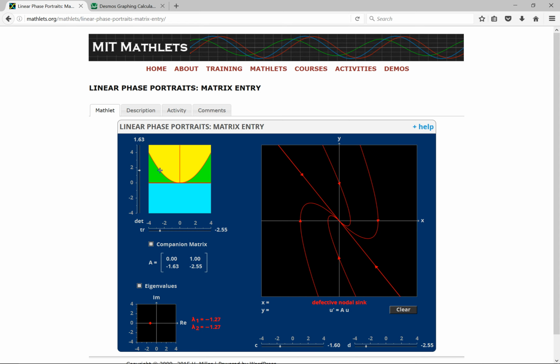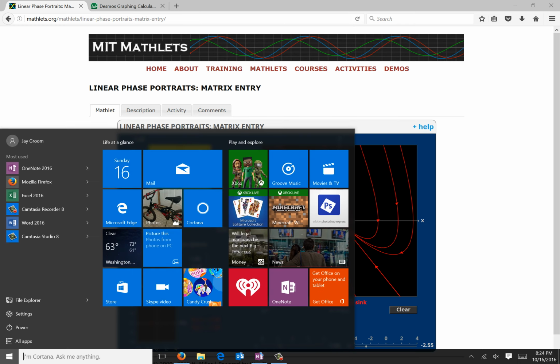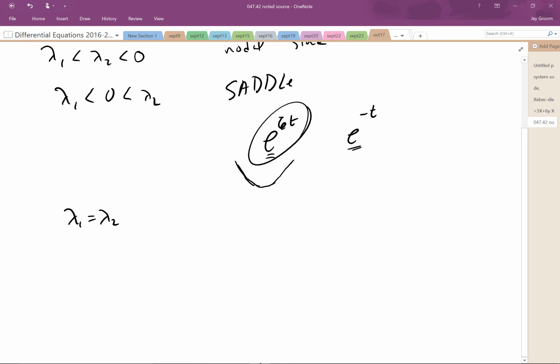Now, it's a defective nodal sink. Defective, Mr. Grimm, why defective? It's a good question. We're going to study this one in quite a bit of detail when it comes to an application situation. What ends up happening is this. If you had this scenario, in this case they're both less than 0, so it's a sink, of course. But what's going on here?